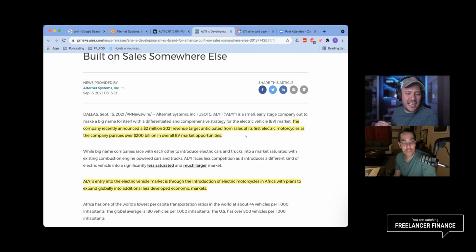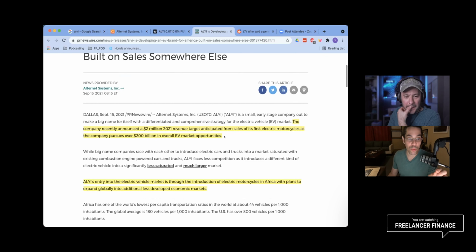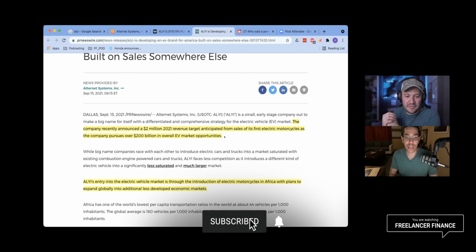The company recently announced the 2 million 2021 revenue target. And I found this interesting, I'm going to point this out. The wording, right? 2 million 2021 revenue target. It's a target. It's not orders. It's not an order. Yeah, it's nothing. And then they go on to say, as the company pursues a $200 billion EV market opportunity.